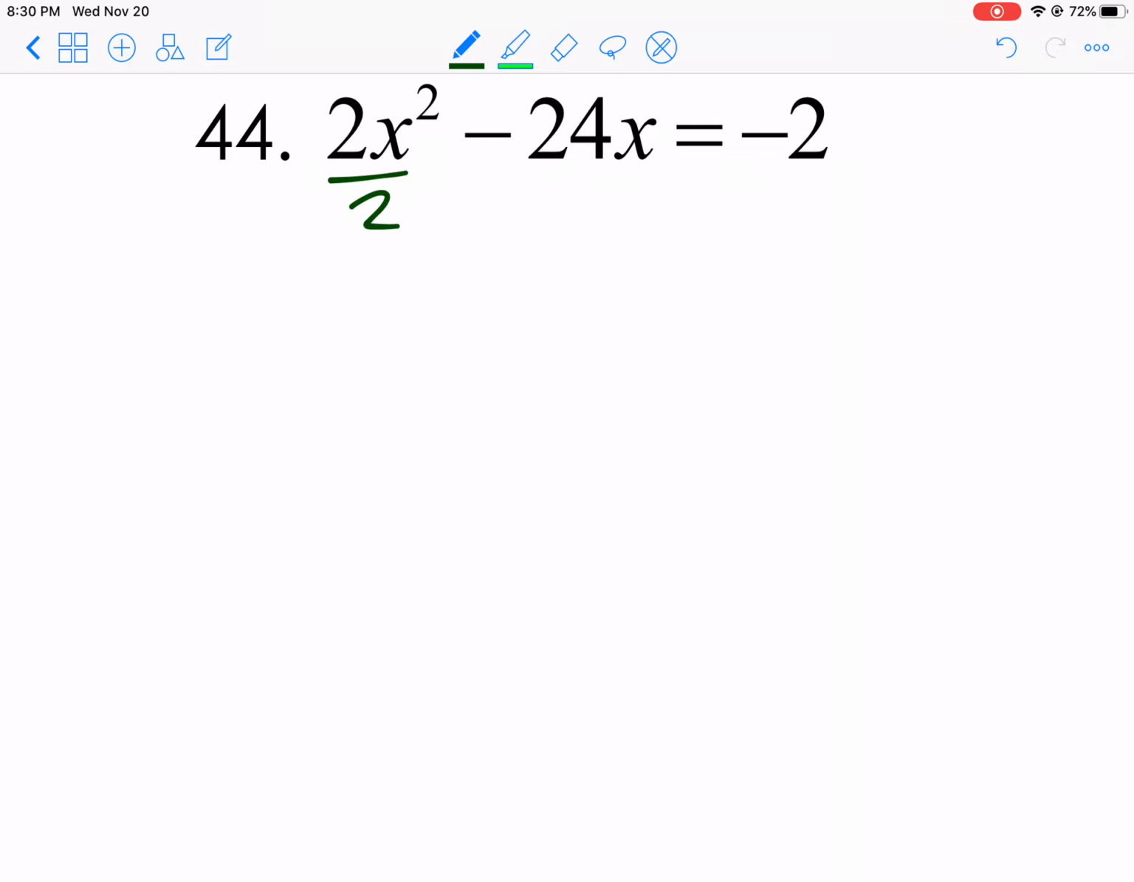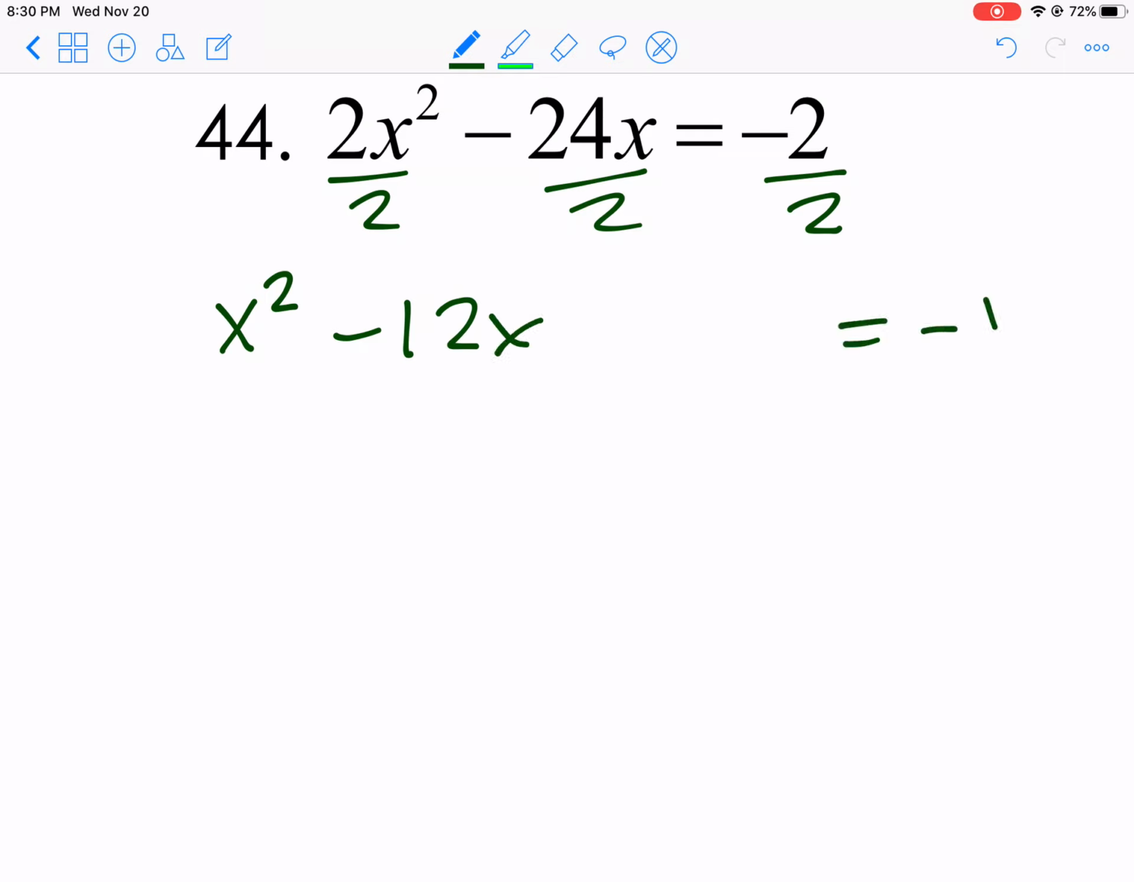Let's divide every single term by 2 because we want a to be 1. 2x squared divided by 2 is x squared. We'll get negative 12x. Leave some space, equals negative 1. The factor that we want to build will be half of negative 12, so we'll have x minus 6 squared. The number that we want to put here is negative 6 times negative 6, so we'll add 36 to both sides.